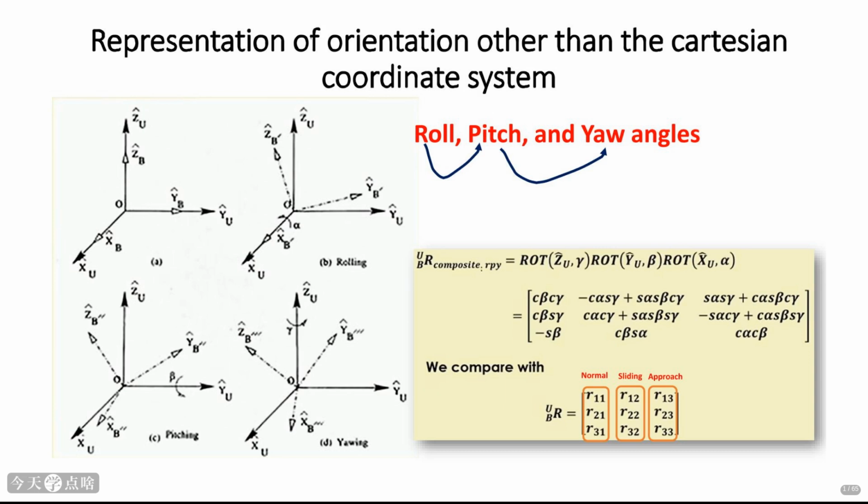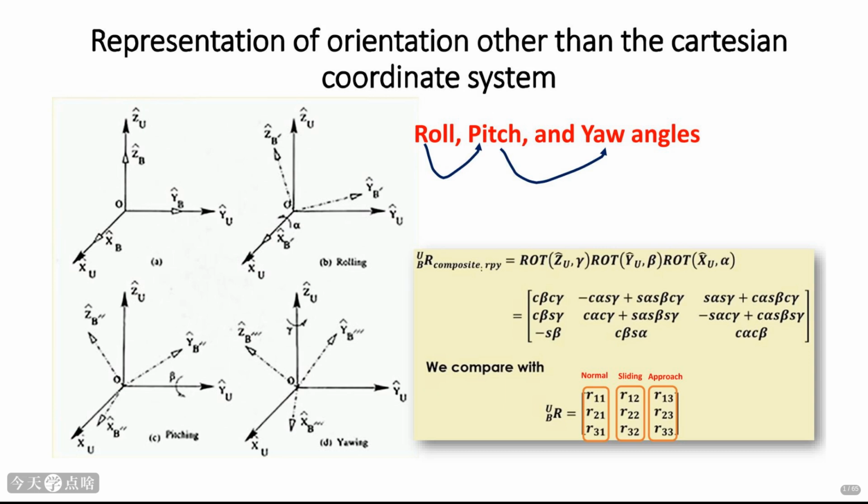Imagine you're holding a book. Rolling it side to side, that's roll. Tipping it forward or back, that's pitch. And turning it left or right, keeping the same face up, that's yaw. These three angles, alpha, beta, gamma, can fully define the orientation of any object.